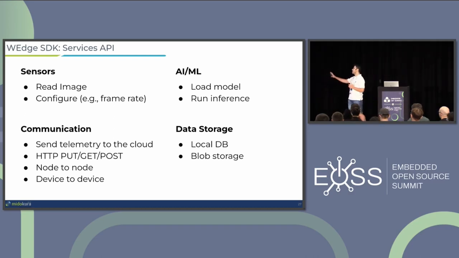And here there is also some data storage for local database or blob storage. What we aim is that each of the APIs that we see that are required to have a meaningful task, we try to contribute to the community so that in the end, everything uses something that is a standard. Okay, as we are doing for the AI ML with WASI-NN and in WAMR concretely.